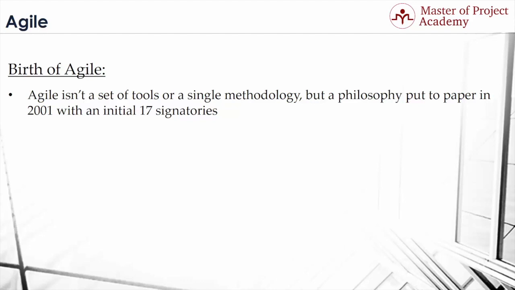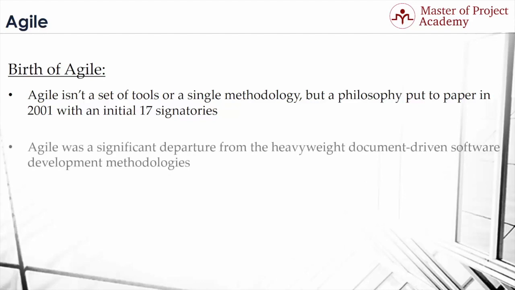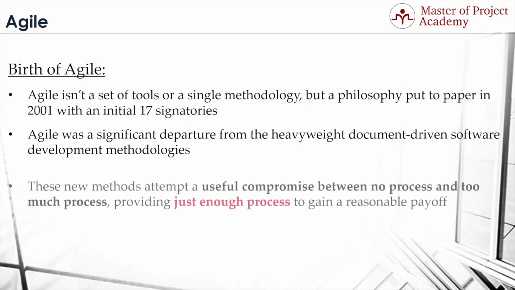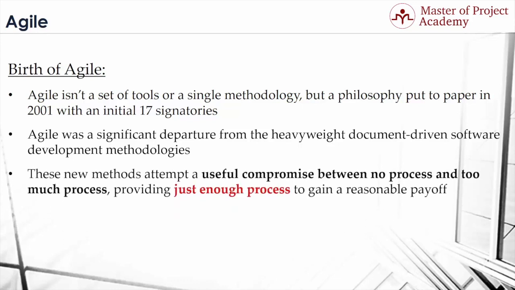So, Agile philosophy signed on 2001 does not propose or force steps of processes to follow a project. Agile was a significant departure from the heavyweight document-driven software development methodologies towards the more flexible and change-welcoming methodologies. These new methods attempt a useful compromise between no process and too much process, providing just enough process to gain a reasonable payoff.